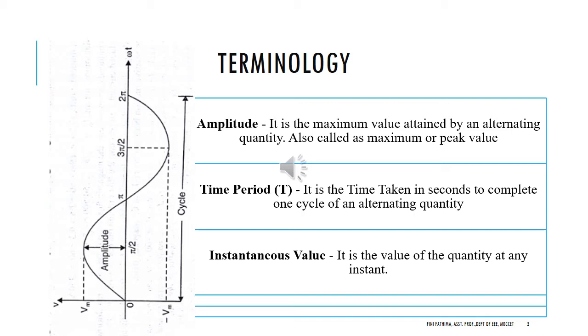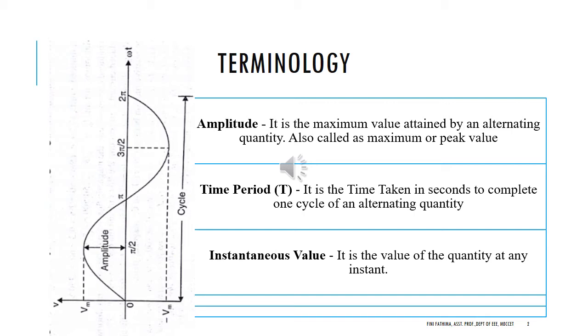And what is a cycle? A cycle consists of a positive and a negative part, and the complete one we call a cycle. A cycle is a repeating section of a waveform. And these are the three main terms.